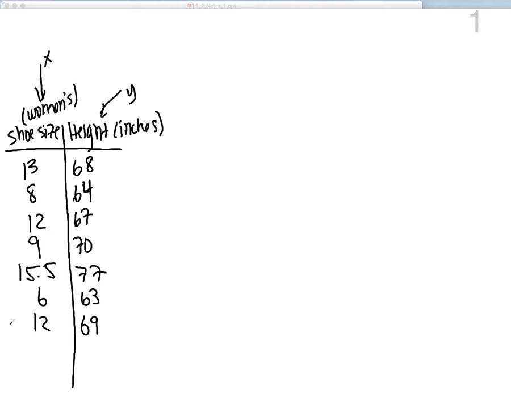You have 3 minutes to find the least squares regression line, including all of the work that I expect you to show.